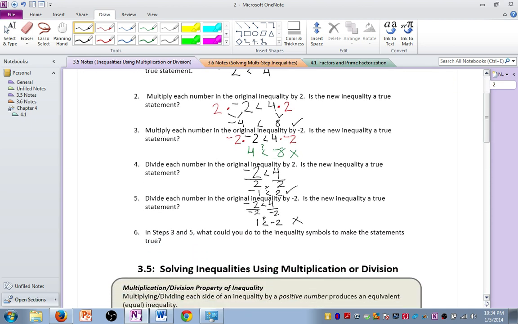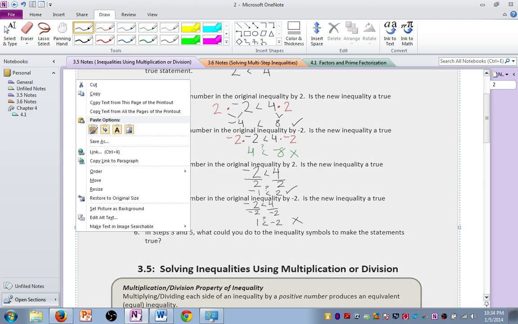So the next question asks us, in steps 3 and 5, what could you do to the inequality symbols to make those statements true? Well, if we come back up here to number 3, is 4 less than -8? It's not. What could we do to make it true? Well, 4 is greater than -8. And in number 5, is 1 less than -2? No, 1 is greater than -2.